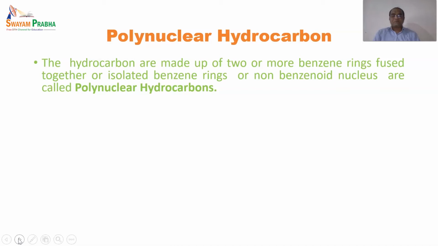So the hydrocarbons made up of two or more benzene rings fused together, or isolated benzene rings, or non-benzenoid nuclei are called polynuclear hydrocarbons. Not just polynuclear hydrocarbons, but polynuclear aromatic hydrocarbons. Though it does not have a benzene structure, there are some rings which do have aromatic structures. So we will see some representative examples from these polynuclear aromatic hydrocarbons.